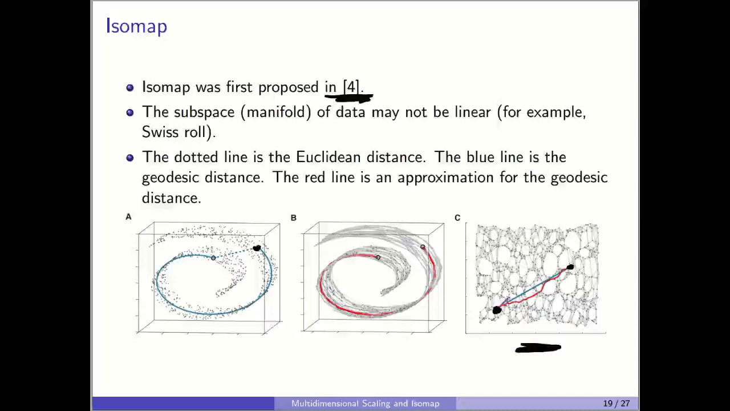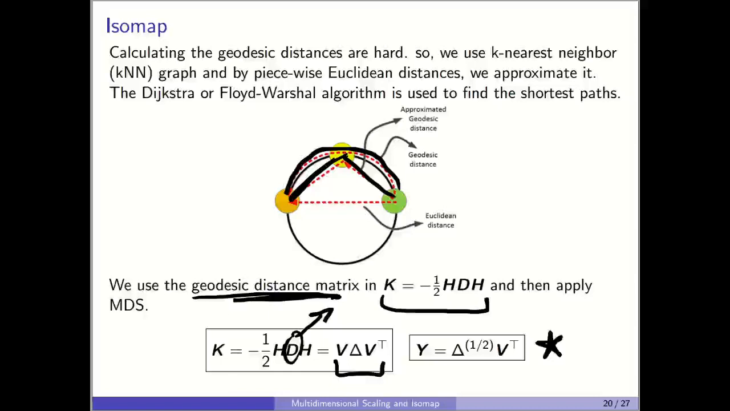For finding the shortest path amongst all different paths, we can use different algorithms like the Dijkstra algorithm or the Floyd-Warshall algorithm. We apply that on the k-nearest neighbor distance graph, where the elements are the piecewise Euclidean distances between points. Then we apply Dijkstra or Floyd-Warshall on that in order to find the distance between every two points, which approximates the geodesic distance between every two points.